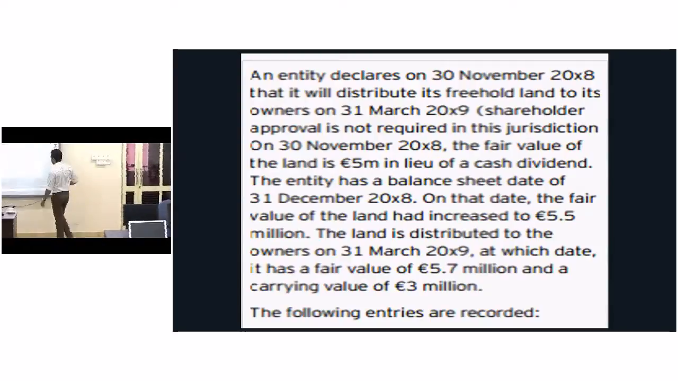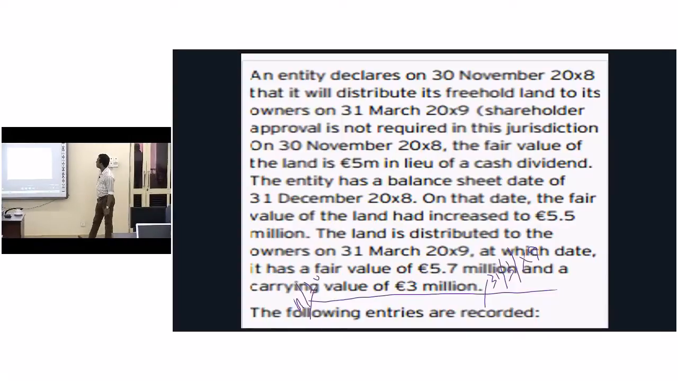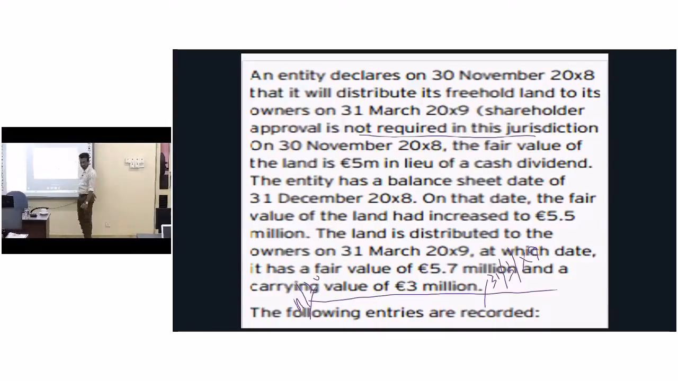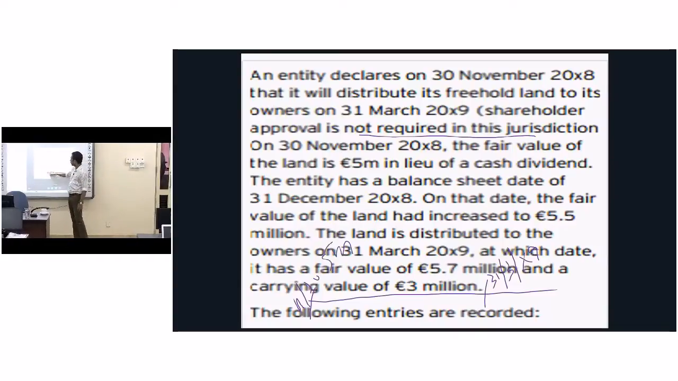There are three or four different dates here. This is on November 30th. Then this will be settled on 31st March X9. Approval is not required in this decision. It means again you can recognize the dividend. The fair value of this land on this date is 5 million. On this date it's 5 million, November 30th.